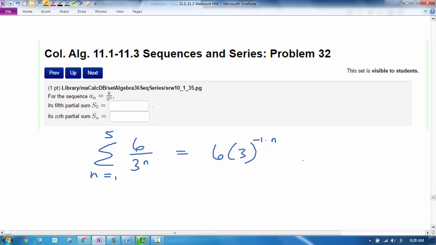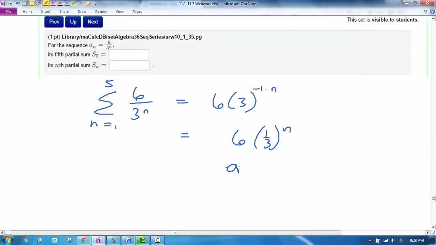So now I'll make this 6 times 1/3 to the nth power. This 3 to the negative 1 can be rewritten as 1/3, so this is the same thing as that, just written differently. And now you can see that's a geometric sequence, because my geometric sequences are g sub n equals the first term times r to the n minus 1. So it's got that pattern right there. I know I'm using n now instead of n minus 1, but that's not a big deal.